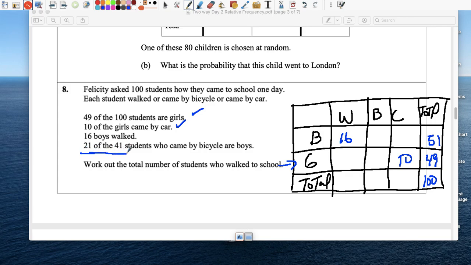21 out of the 41 students who came by bicycle. Let's understand what that says. Well, 21 out of the 41, so that tells us that there are 41 people who came by bicycle, right? This is bicycle. And out of the 41, 21 were boys, so we can write that down like that. Now that I filled what I can, let me fill in the missing part. So 16 and 21.